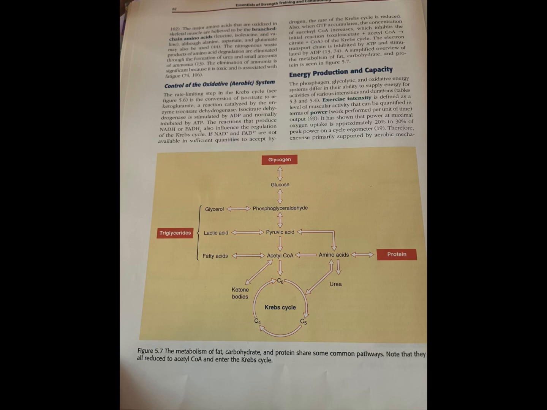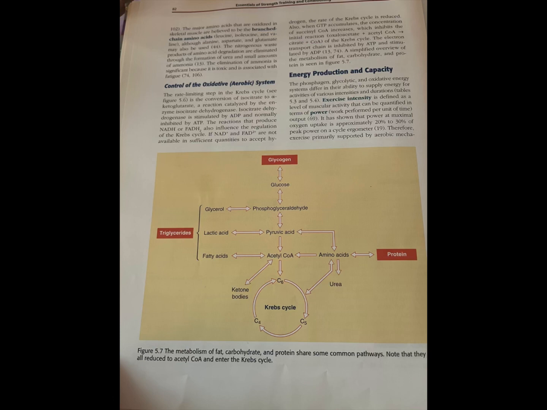Protein oxidation. Although not a significant source of energy for most activities, protein can be broken down into amino acids. The major amino acids that are oxidized in the skeletal muscle are believed to be the branched-chain amino acids: leucine, isoleucine, and valine, although alanine, aspartate, and glutamate may also be used. The nitrogenous waste products of amino acid degradation are eliminated through the formation of urea and small amounts of ammonia. The elimination of ammonia is significant because it is toxic and associated with fatigue.